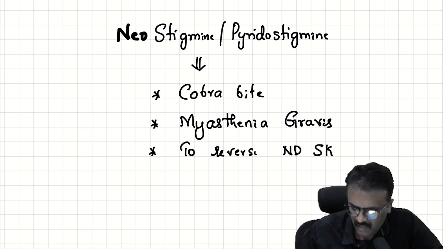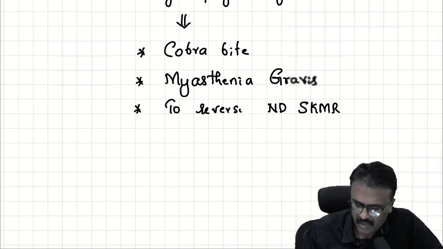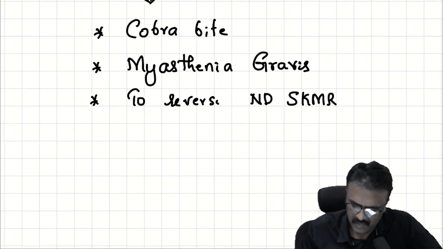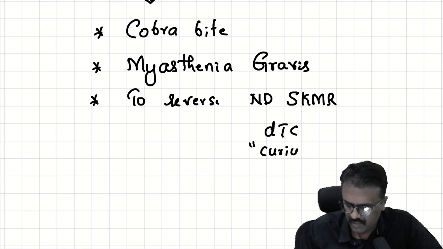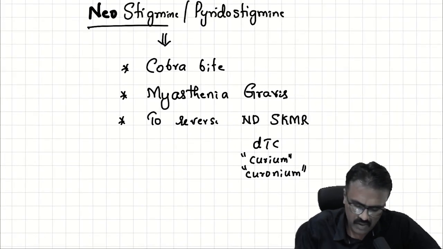non-depolarizing skeletal muscle relaxants. Sir, tell me some examples, sir. D-tubocurarine, or the drugs ending with curium, or the drugs ending with curonium. Suppose we use them as a muscle relaxant and I want to reverse it, then I can use either neostigmine or pyridostigmine.